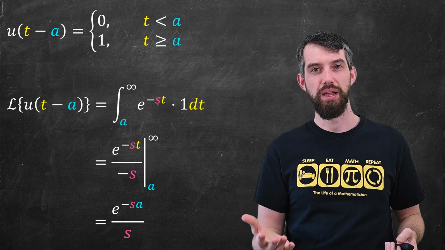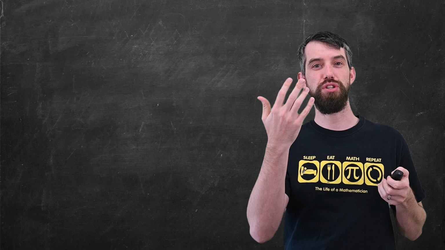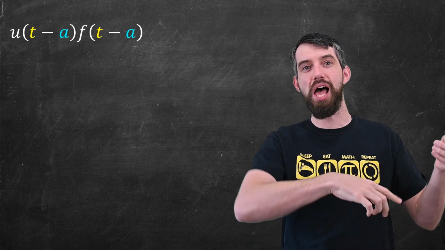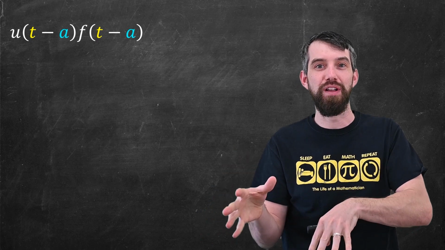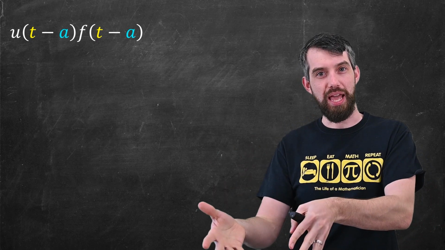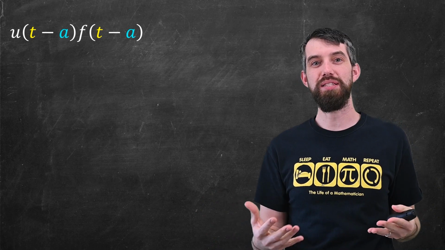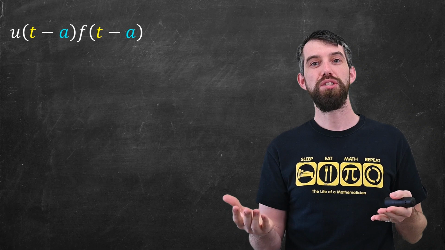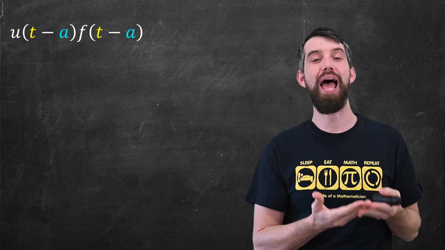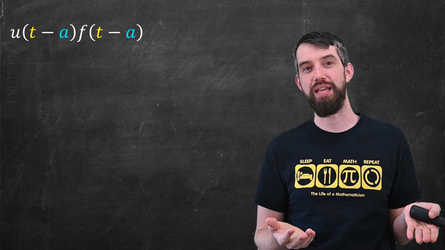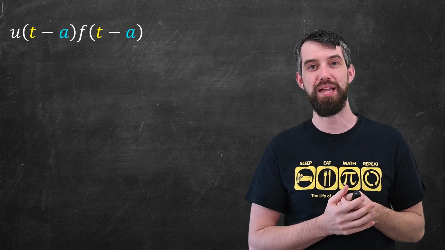Okay, so that's fine. But I'm now going to turn to a slightly more general case, which is a step function times some other function f, also evaluated at t minus a. The idea here is that I want to think of this as just being the function f, but it gets turned on, if you will, at the point t equal to a, and to the left of t equal to a, it's just going to be 0. That's the effect of the step function.